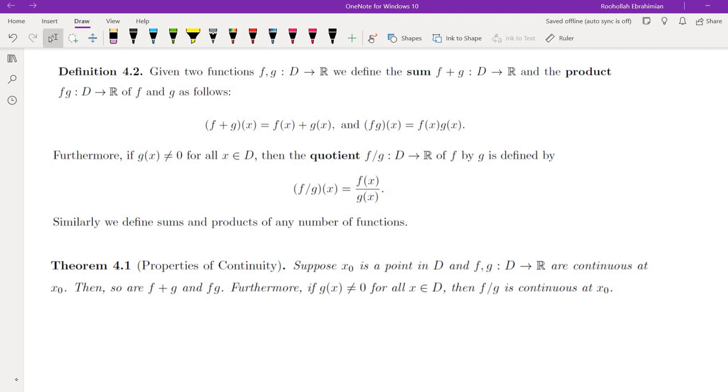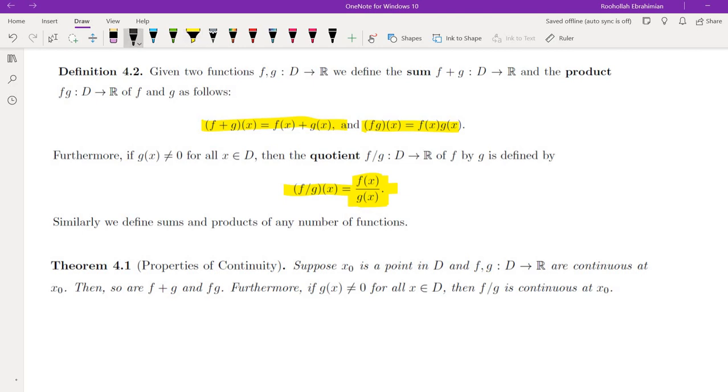Okay, so first the definition of sum and product of 2 functions. If you take 2 functions f and g with the same domain, their sum is what you expect it to be. F plus g of x is f of x plus g of x, and their product is again what you expect it to be. F times g of x is f of x times g of x. If g of x is non-zero, then you can also talk about their quotient. Their quotient is again what you expect it to be. It's f of x divided by g of x.